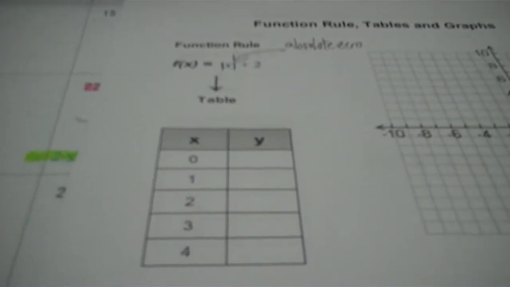So you're given the rule, f of x equals the absolute value of x plus 2, and you're given a domain, which is your x, of 0, 1, 2, 3, and 4. And you're being asked to substitute in for x each of the values. So, the absolute value of x plus 2, in place of x, you're going to put in your first value, which is 0.